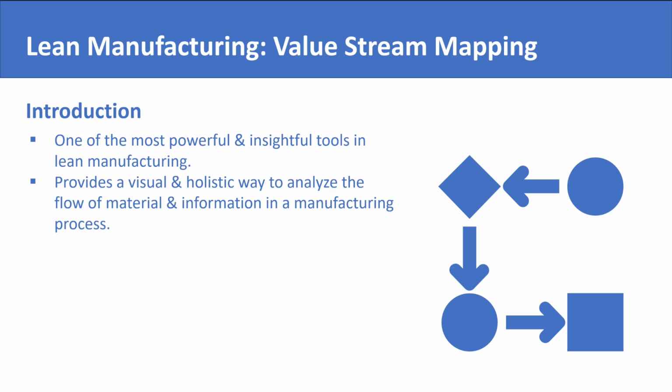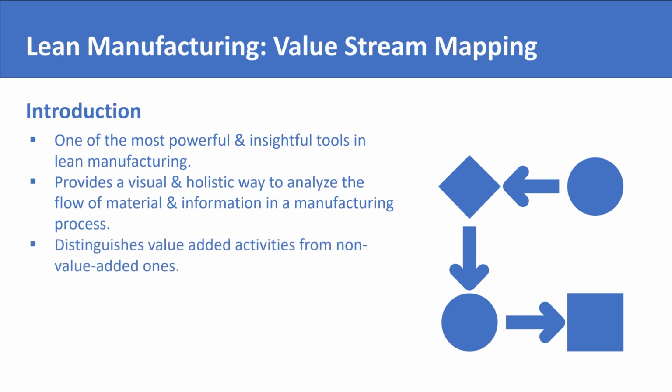By mapping every step in the current process, distinguishing between value-adding activities and non-value-adding activities, VSM helps organizations see the hidden inefficiencies, bottlenecks, delays, and excessive inventory that traditional metrics often miss.